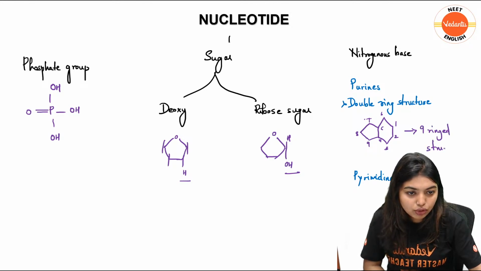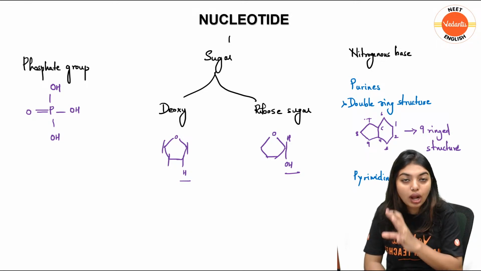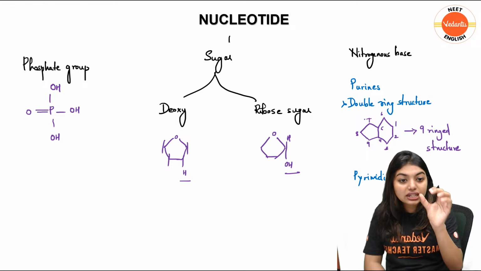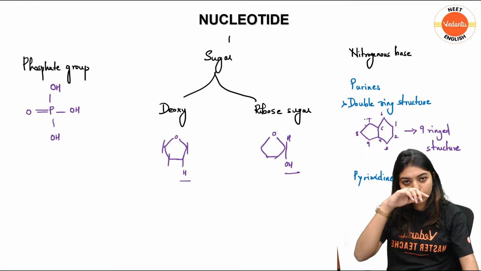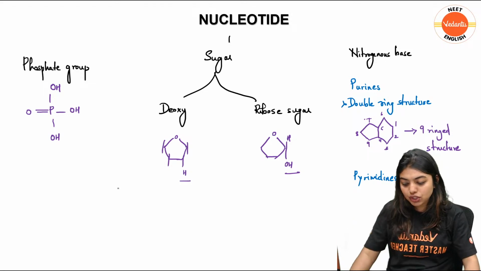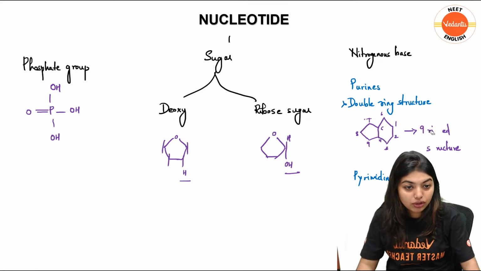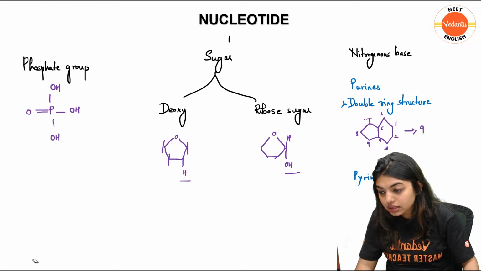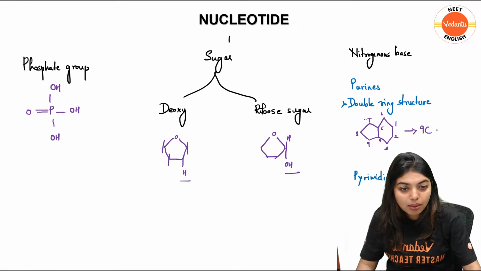Whenever you draw purines, if you feel that the structure is somewhere wrong, you should make sure that you count it and you see that it is a 9-ring structure and it is a double ring. Can you see? 1 ring and 2 ring. And the number is 9. 9 positions are there. 9 carbon it is. 9 rings might be a little complicated for some people, so we will write 9 carbon structure.